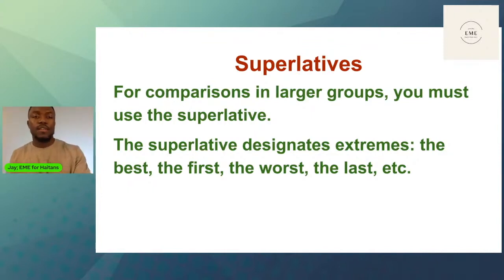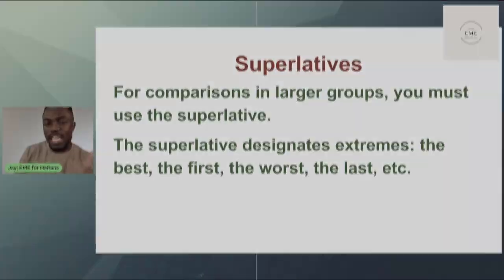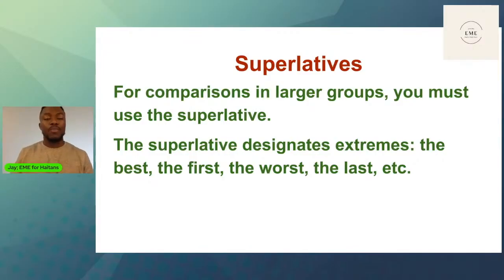The superlative designates extremes. Superlatif yo menm yo désigne extrême. Ça veut dire que bay sa li menm li pa gen comparaison. Do you understand what I'm trying to say? Est-ce qu'on comprend ça m'appelle essayer dire?